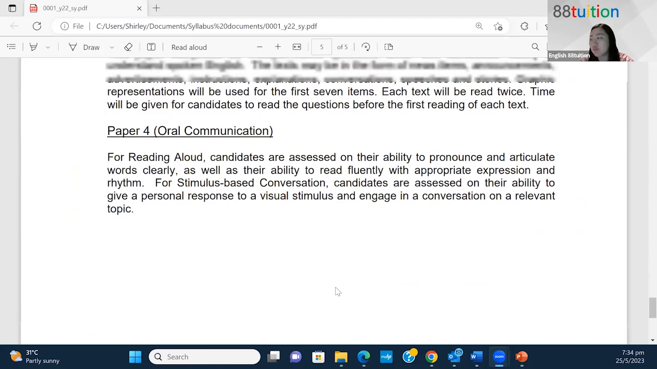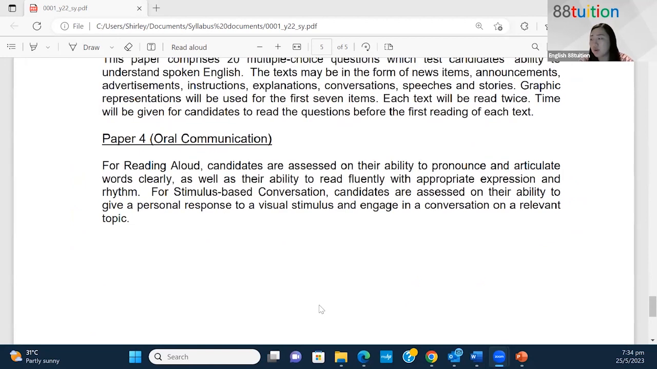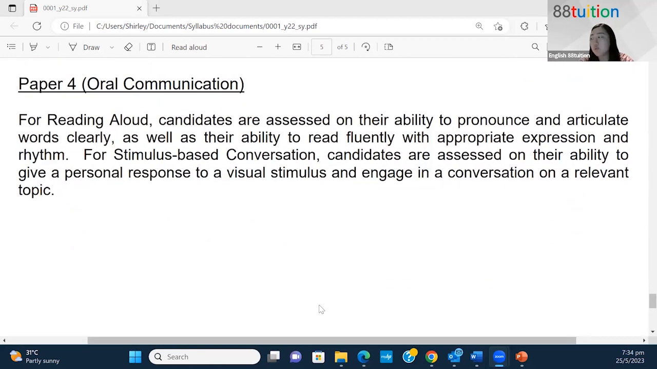Basically, for reading aloud, I think you're very familiar. You are tested on your ability to pronounce as well as to articulate your words clearly, and your ability to read fluently with appropriate expression and rhythm. So there are many aspects to it. They're looking at pronunciation, articulation, fluency, rhythm, as well as your expressions. So these are things that they will look at when it comes to reading aloud.